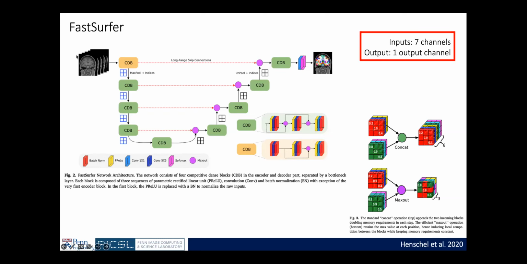So what you're doing is you're avoiding giving patches, small regions. You're actually giving the whole context of the image. But since, again, you can't fit it into a GPU, you're just giving 7 channels and trying to predict the output for 1 channel. And then you can repeat it for all the different slices, right?